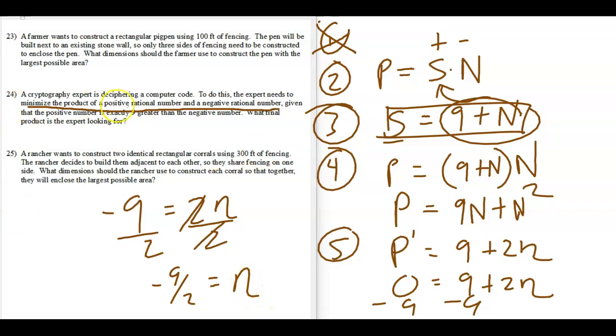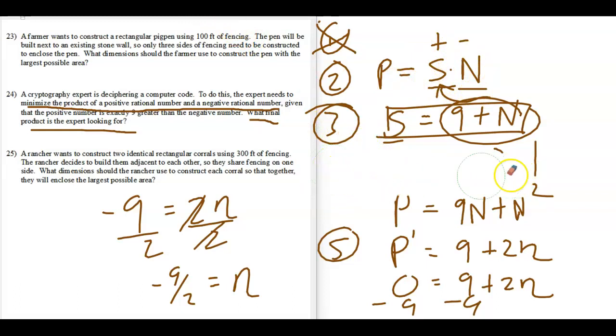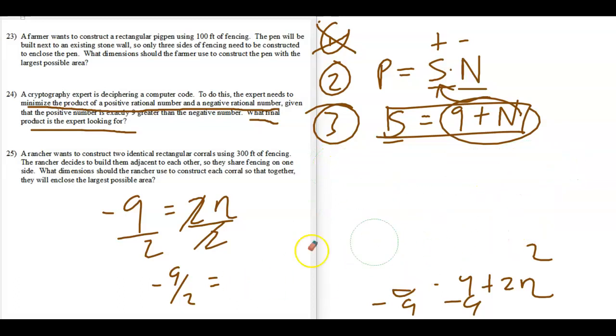Now the problem is asking me for what's the product. In other words, they don't want to know the negative number only. They don't want to know the positive number only. They want to know what is their product after you multiply them together. So I need to go back now and find my positive number. And once I have that, I can multiply them together to get the answer they're asking for.